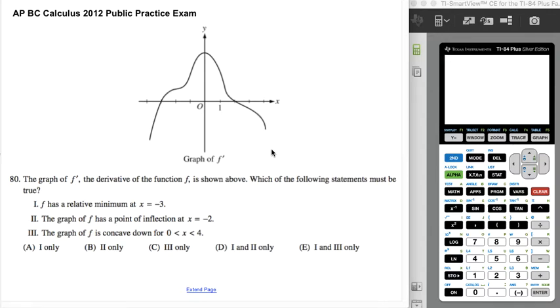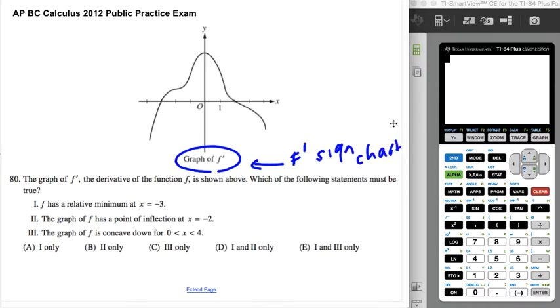All right, so here we have another calculator problem where the calculator is useless. There are barely any numbers in this problem. So we're given the graph of f prime. We're asked some statements about f. Okay, so this is f prime. So this is essentially an f prime sign chart, right?